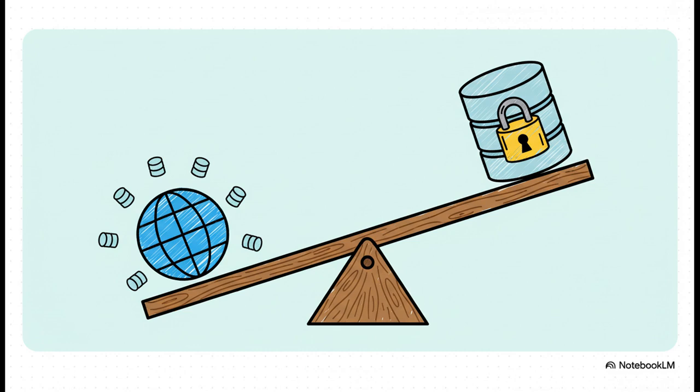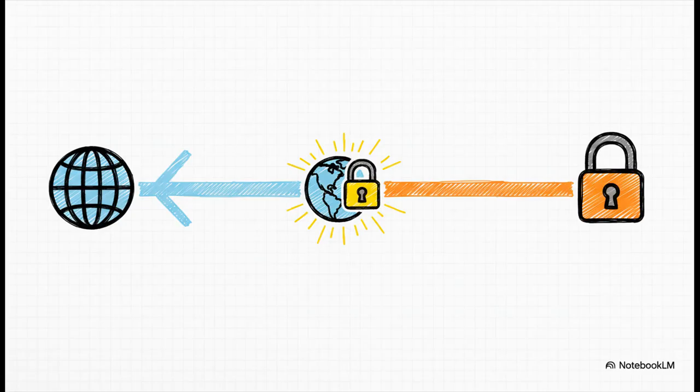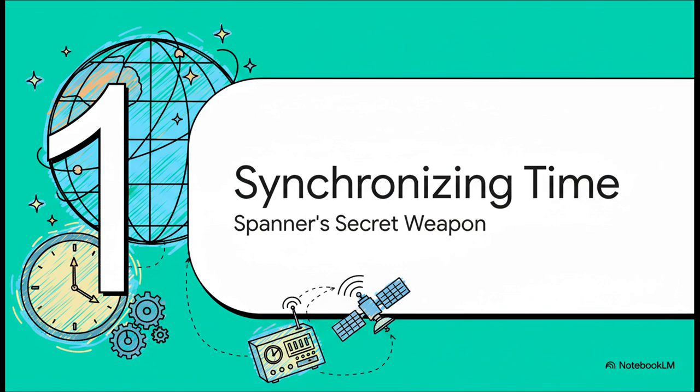You couldn't have both. So faced with this pick-one scenario, Google's engineers did what they do best. They decided not to choose. They basically said, no, we're going to build something new, something that could handle the whole planet and give them that perfect transactional consistency. They really wanted to have their cake and eat it too. And this is where it gets really, really cool.